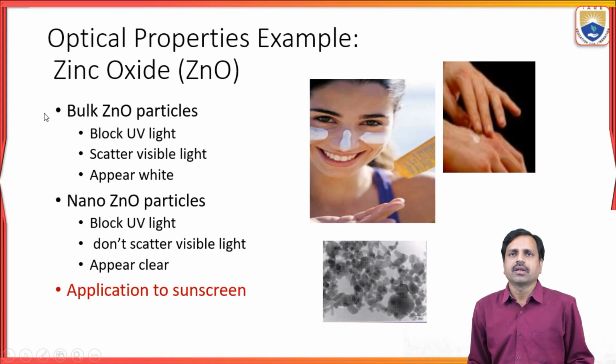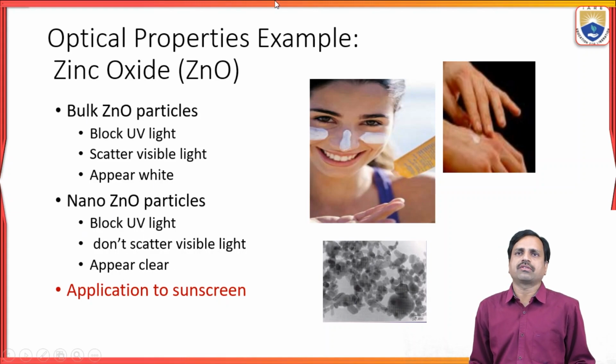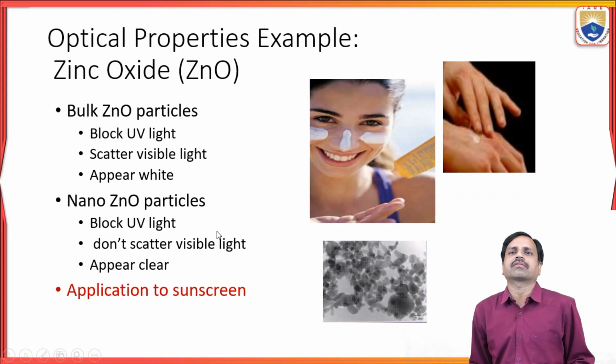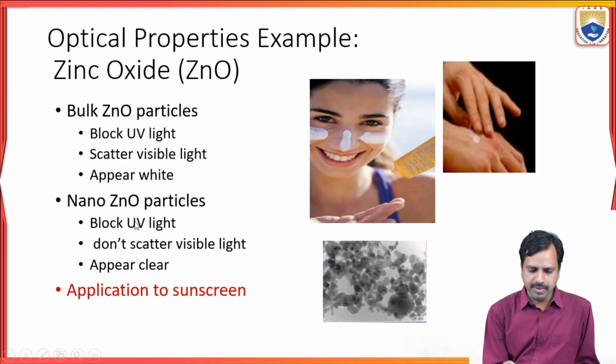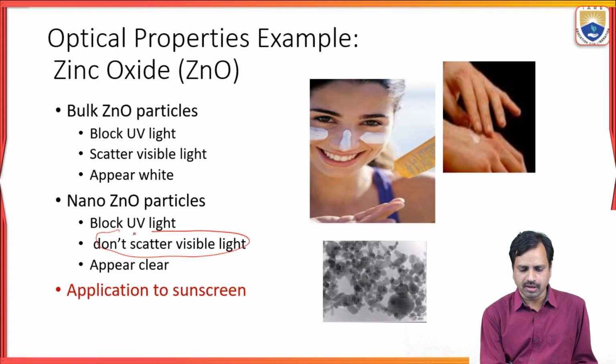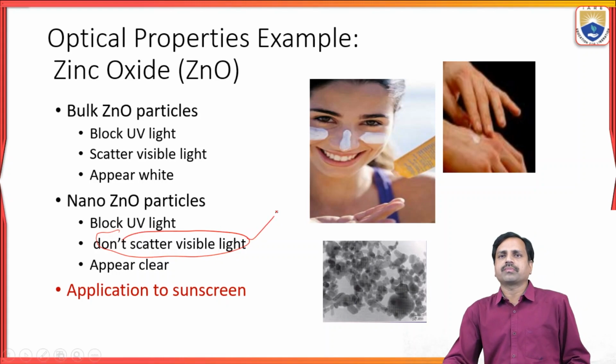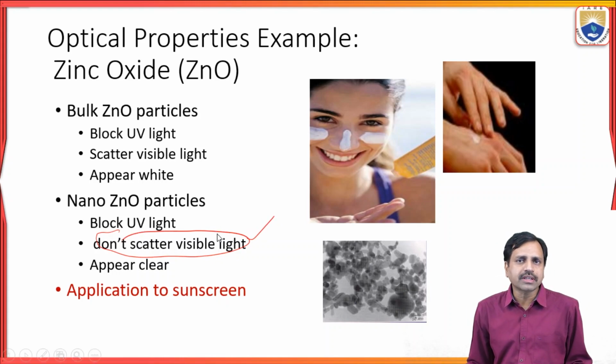Let's see the properties. Bulk zinc particles block UV light and scatter visible light, so they appear white. These are the properties of the bulk material. Nanoparticles also block UV light, so there is no change there, but they don't scatter visible light. This is a very important property that makes the difference between bulk and nanomaterial. Not scattering visible light means it can be used as a sunscreen.